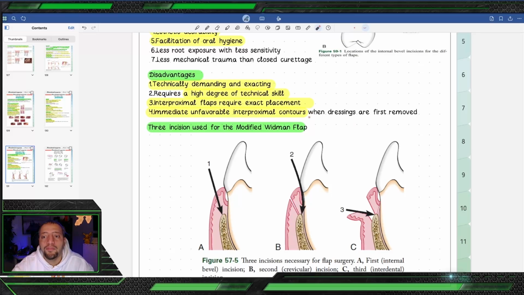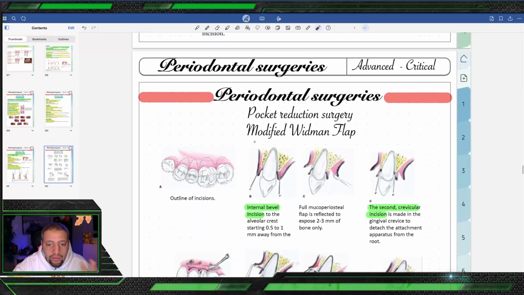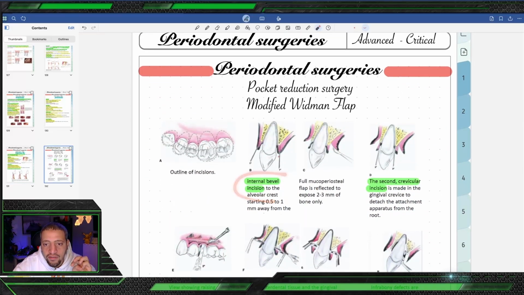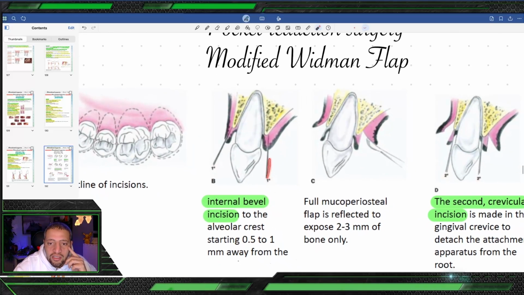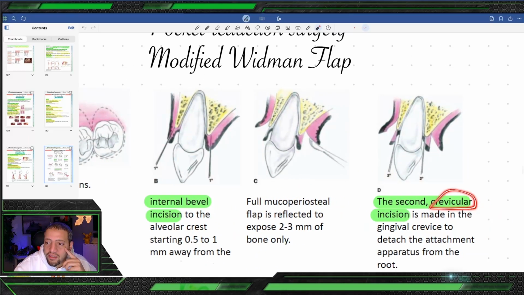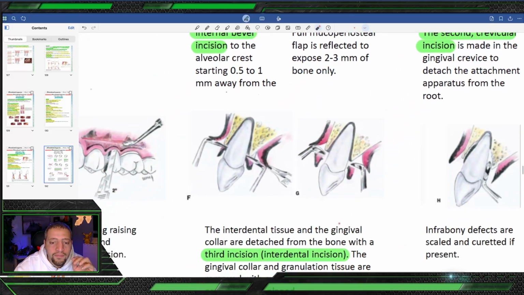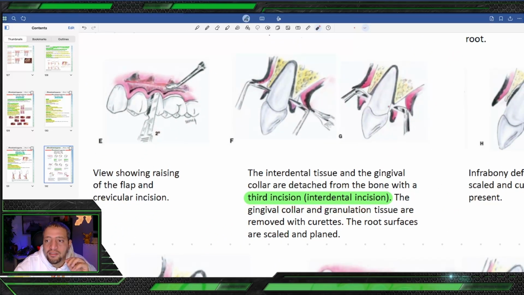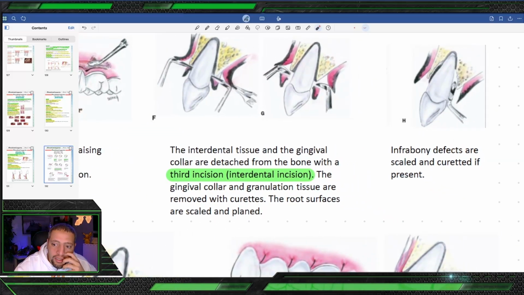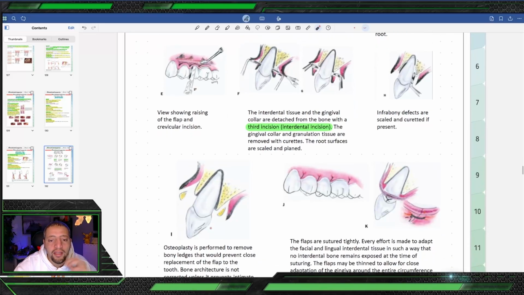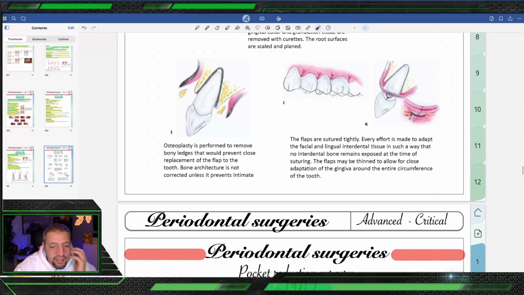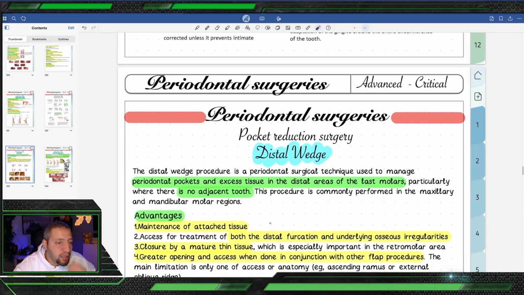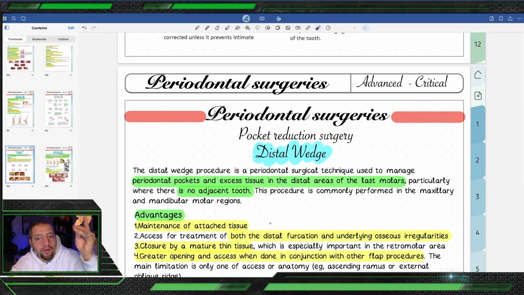Also, there is an immediate unfavorable interproximal contour when the dressings are first removed. After this we give a dressing, and initially the contour will be bad. 3 incisions are used for such a technique. Please remember the 3 incisions. Internal bevel incision is done first. Let me zoom in here. The second incision is crevicular. And finally we have the third incision, which is interdental. If you want to cut some bone, you cut some bone here, and then you suture it, and everyone will be happy. Again, this technique is not favorable for most periodontists, but for the exam purpose, try to know the names of the 3 incisions.